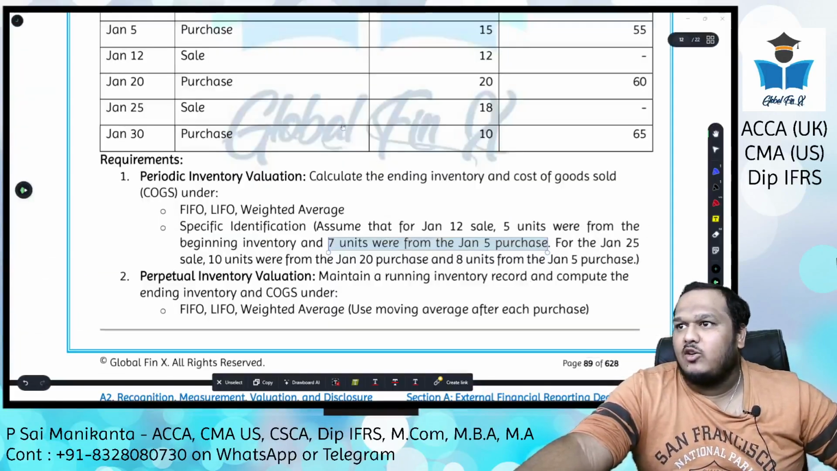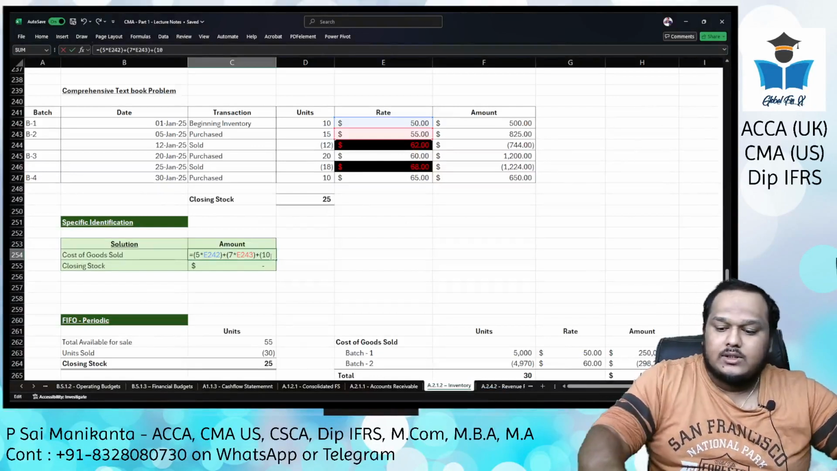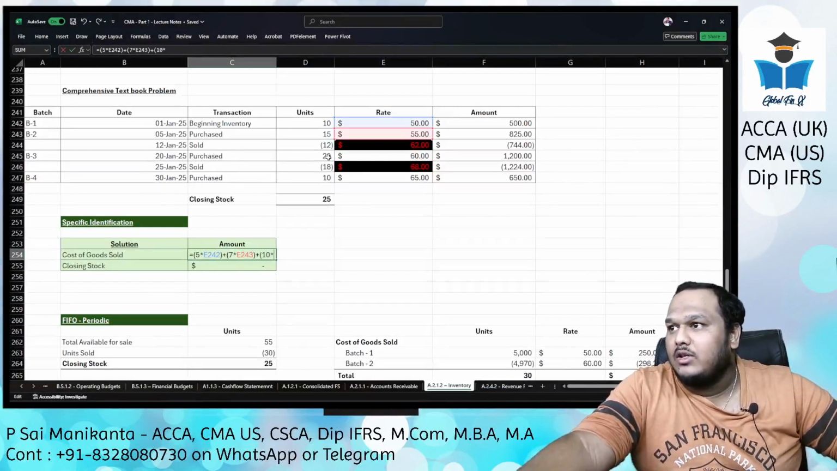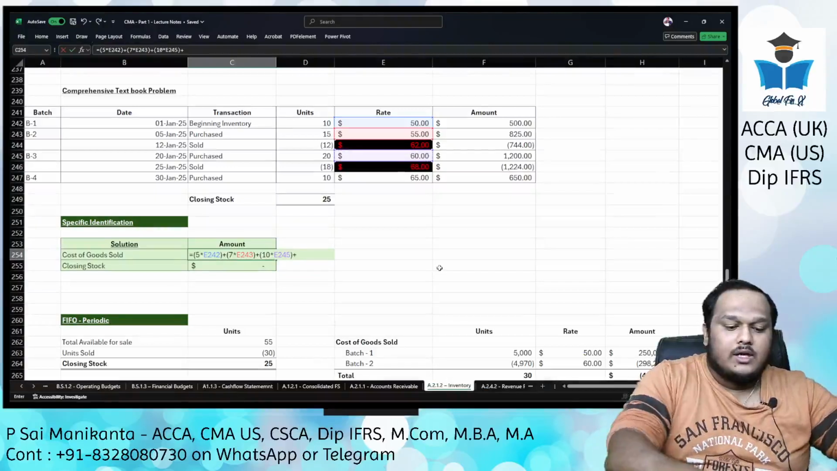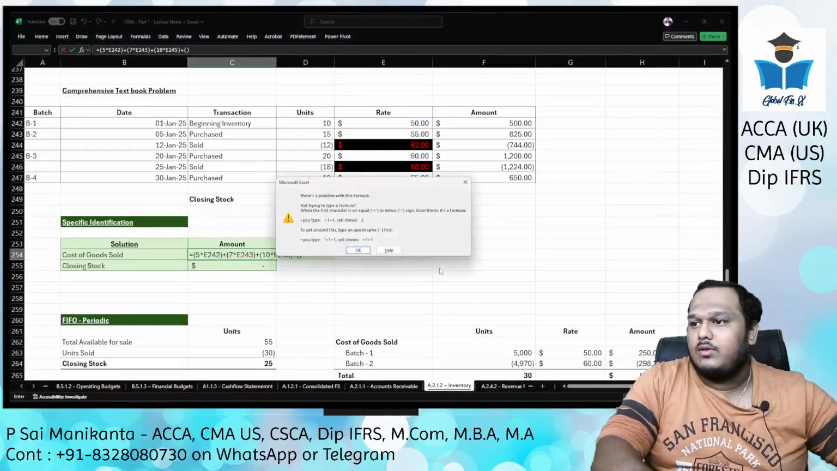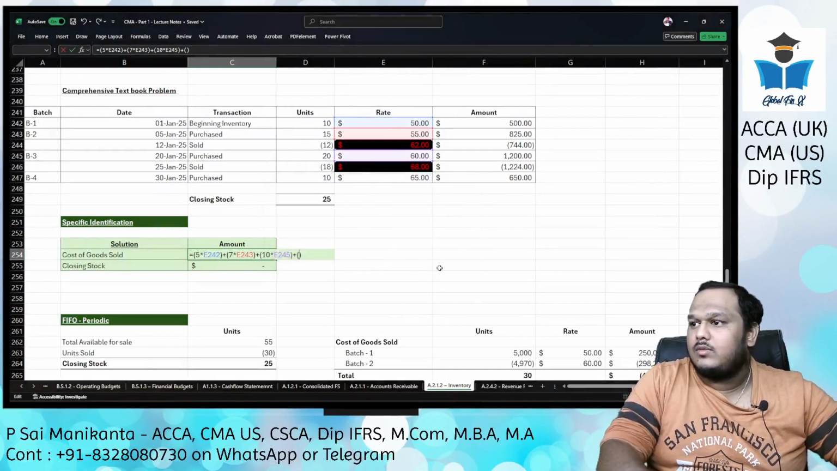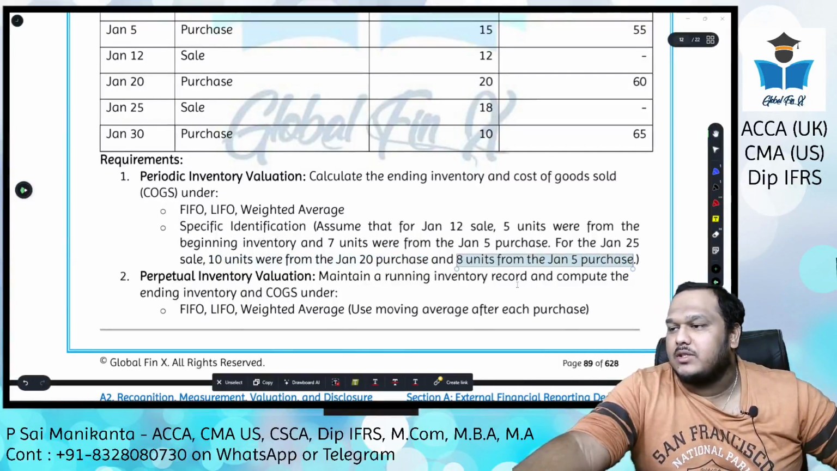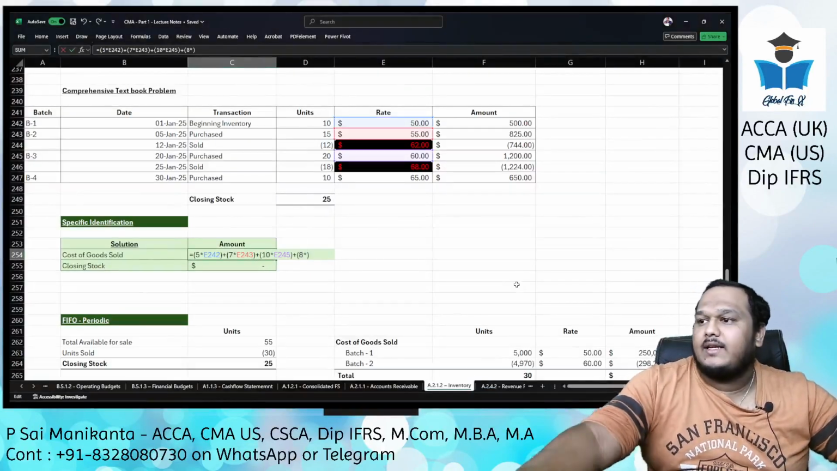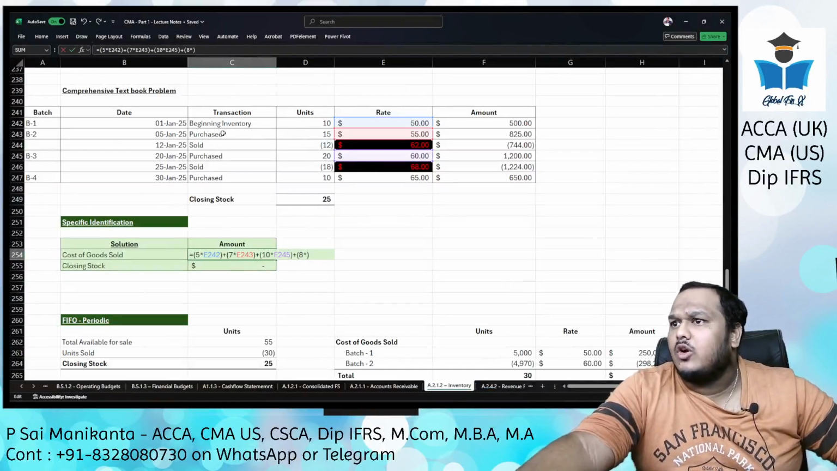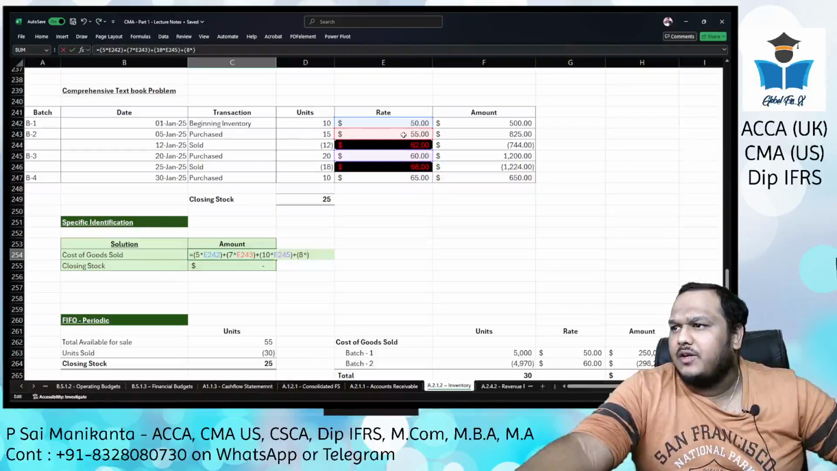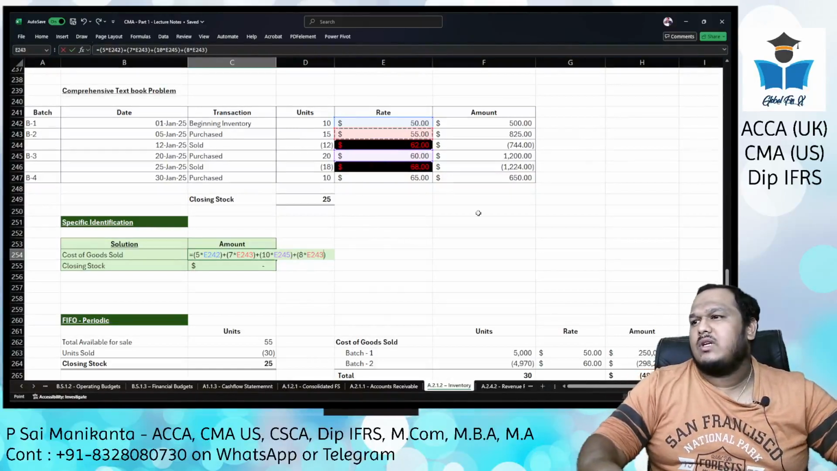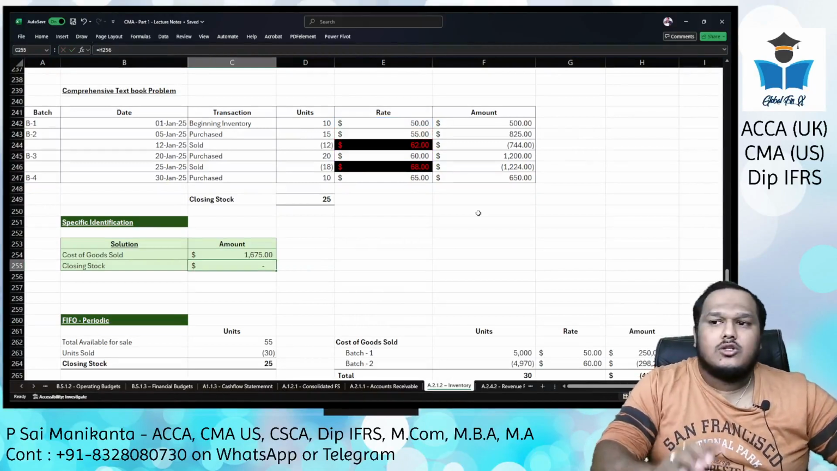Then for the Jan 25 sale, this 18 units sale, 10 units were from Jan 20 purchase. 10 multiplied by the Jan 20 rate, $60, plus 8 units were from Jan 5 purchases. 8 multiplied by 55. 7 plus 8 is 15, matched. So that is my cost of goods sold.